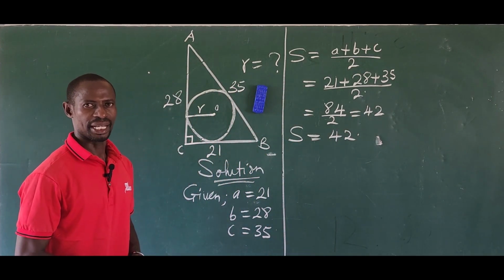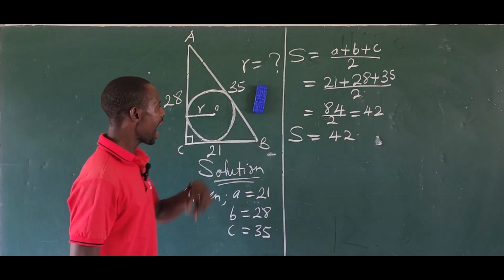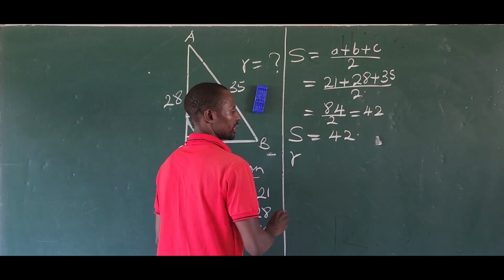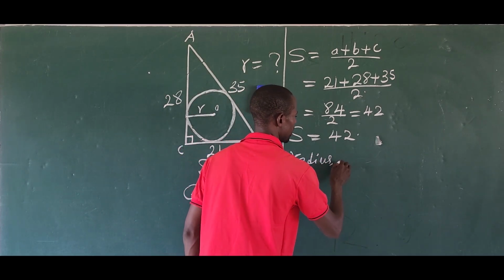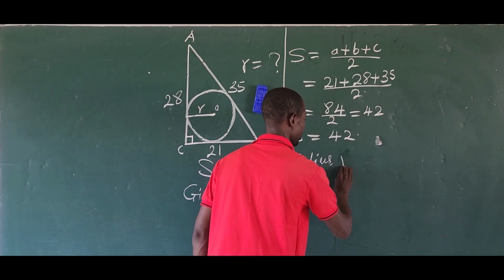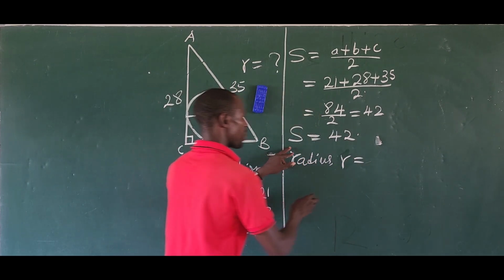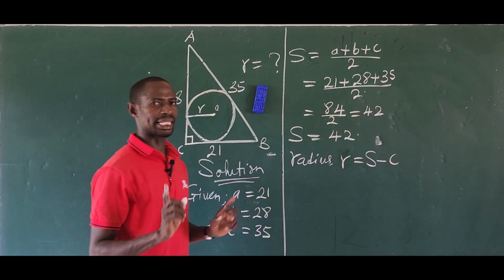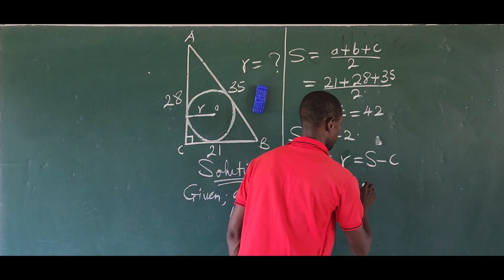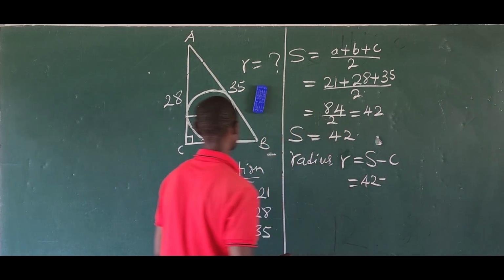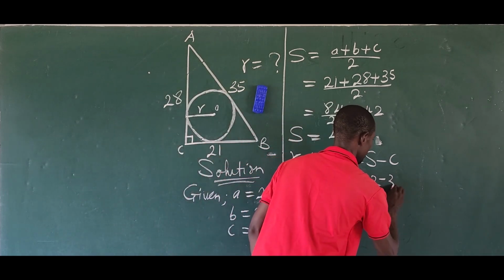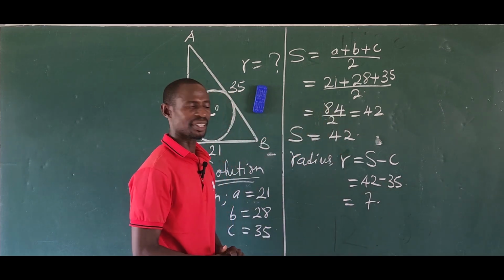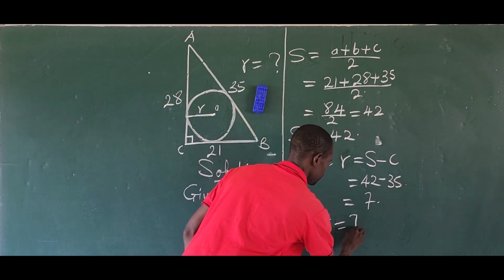Here comes the relationship that exists between the semi-perimeter and the inscribed radius. From here, our radius r will be equal to x, which is the semi-perimeter, minus our c, small letter c. The x calculated is what? 42, and our side c is 35. If you subtract this, it will give us 7. Therefore, our radius is equal to 7.